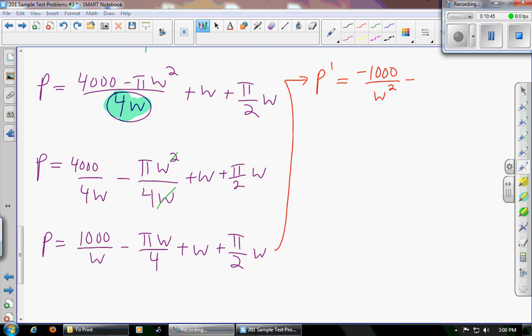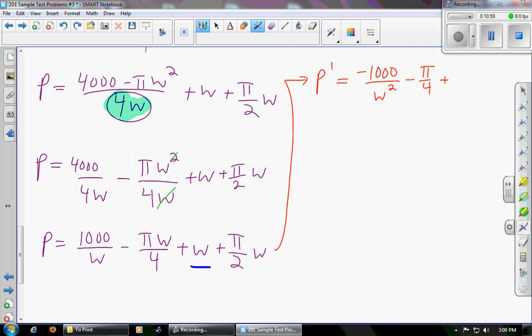And the derivative of that, again, you can use the quotient rule if you wish, but if you see that it's really just pi over 4 times w, then the derivative is just pi over 4. Plus, moving along, we're now up to this term right here. Derivative of w is just a +1, plus, and then the last one, derivative of pi over 2 w is just the constant, plus pi over 2. Okay, so that's our derivative. You're welcome to try to combine like terms and clean it up a little bit if you wish.